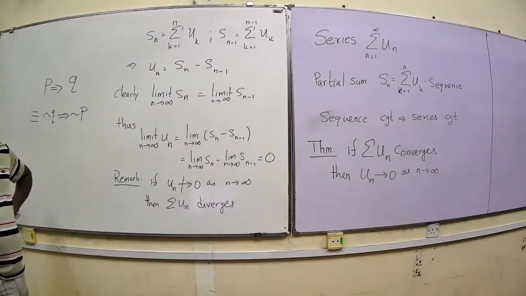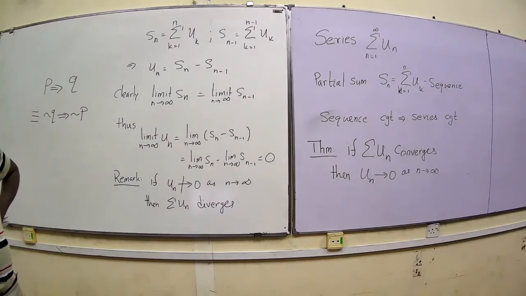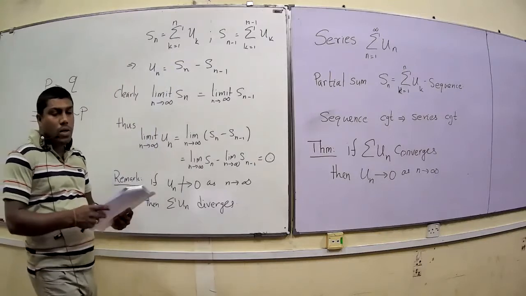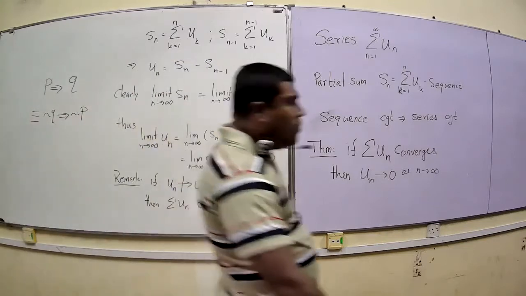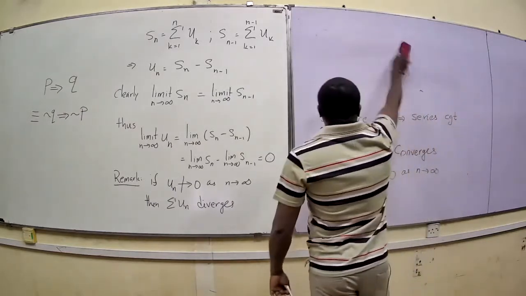So if you want to verify whether the series is divergent or not, one way is to look at the limit of the sequence Sn. Or you can just look at the last term un and take the limit of that. So let me give you an example of that.